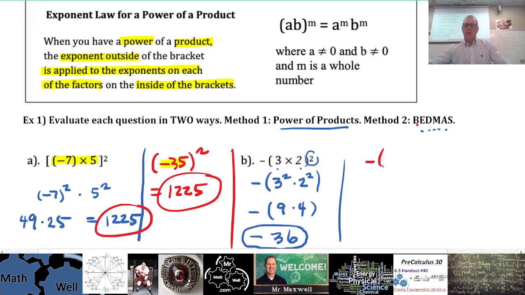Now let's see, I'm just going to rewrite this as it's written there. Okay, so BEDMAS says I should do brackets first. So this is a bit different in that I say negative, and then this is positive 6 inside there, squared. Again, that negative is outside the brackets, so the square does not apply to it. So I have negative 36.